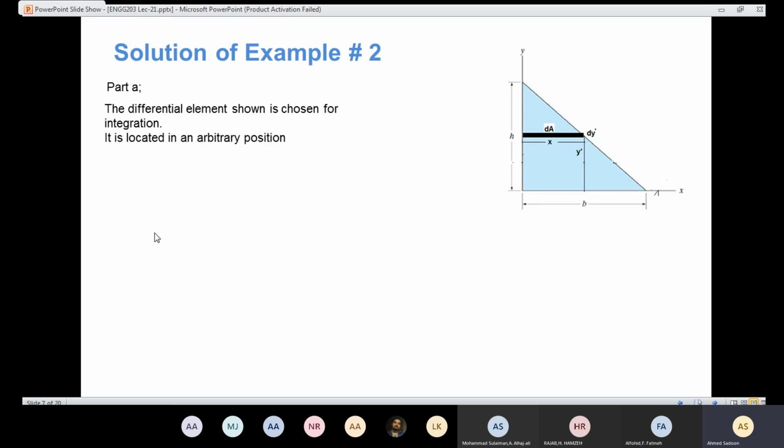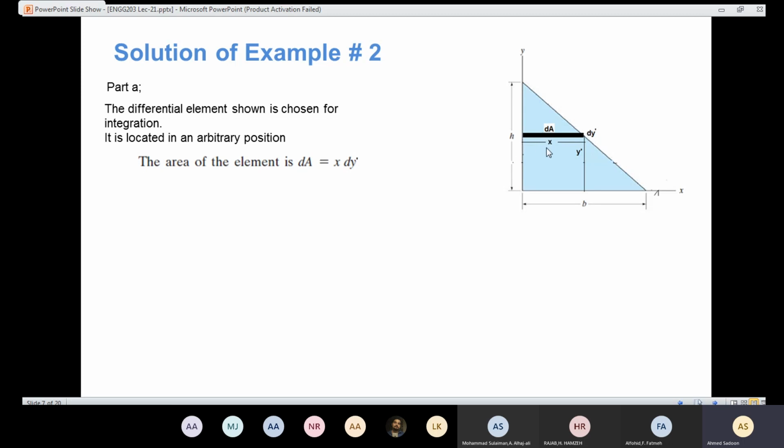So in the first part, we need to develop a differential element because we need to integrate that differential element. And here it's located at arbitrary position, y hat. Then the area of that element here, dA, is going to be x times dy dash.